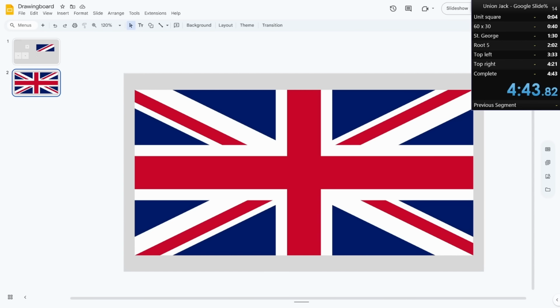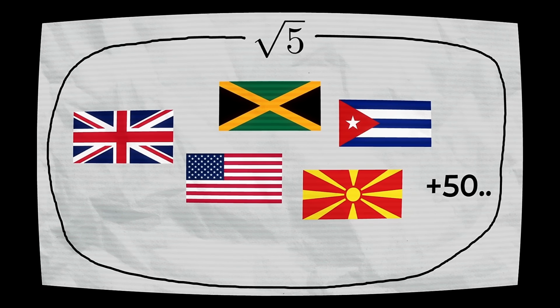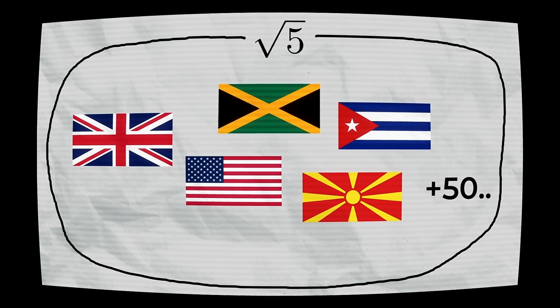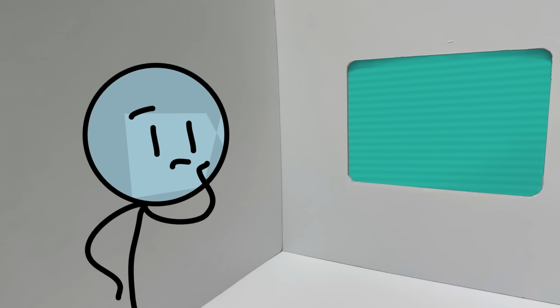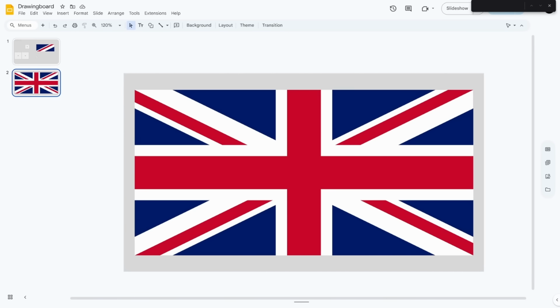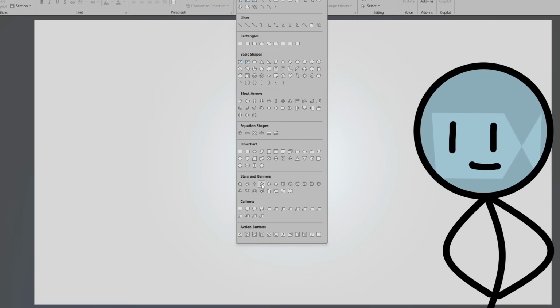Last time we mentioned that there are like 50 flags that require root 5, so does this mean that we can add 50 more flags to our list of constructible flags? Well, not so fast. There are some delicacies to clear up. First off, explain why you are on Google Slides this time. That is because PowerPoint has a very cursed feature.